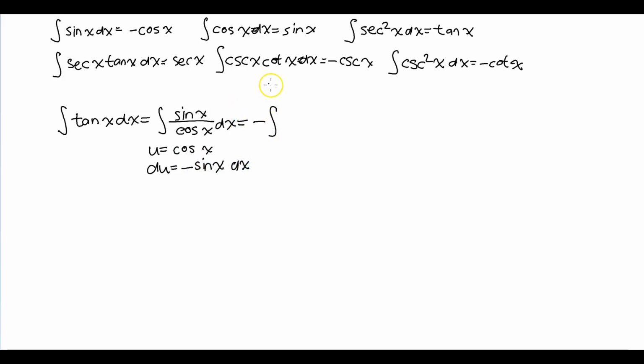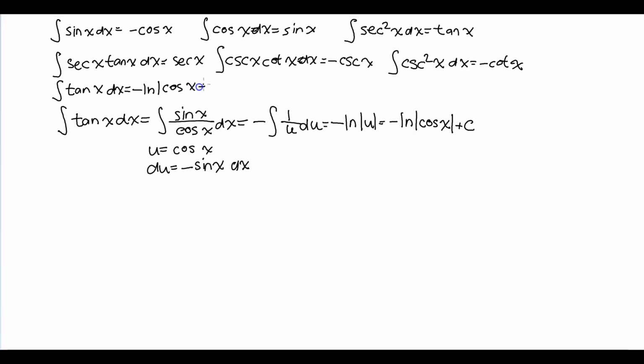That happens when we multiply the integral by a negative sign to maintain the equality of the integral. So this simplifies to 1 over u du, and that gets us negative ln of u, or negative ln of cosine of x plus c. So we just got that the integral of tangent of x dx is negative ln of cosine x plus c.